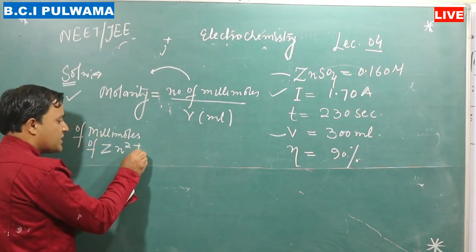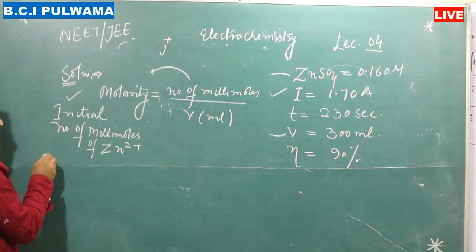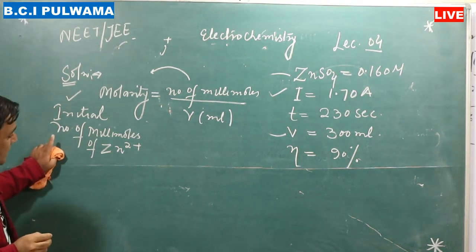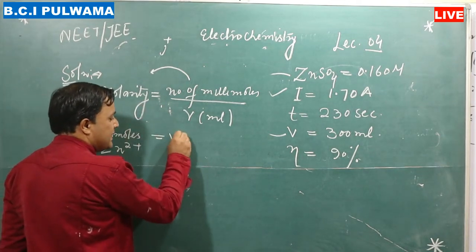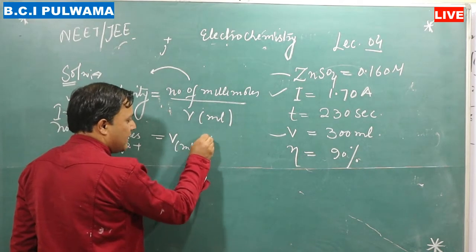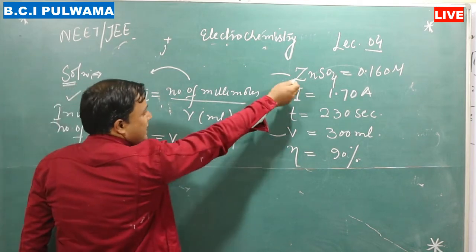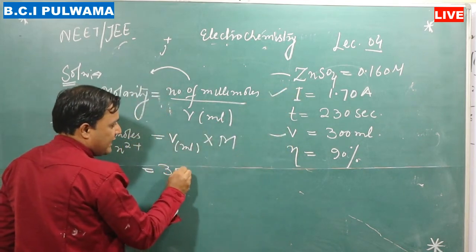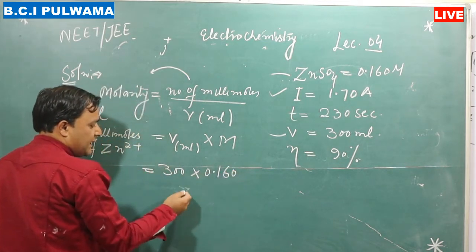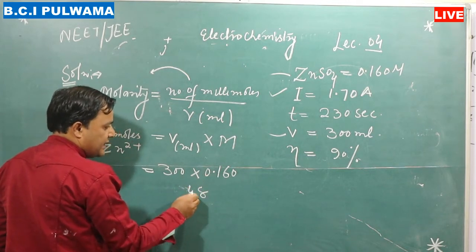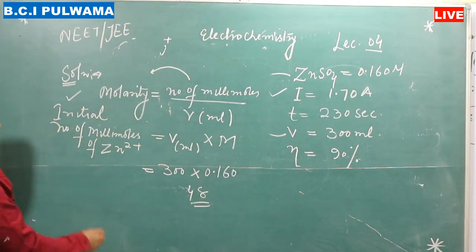We need the initial number of millimoles of Zn2+ ions before electrolysis. That will be equal to the volume of solution in ml multiplied by molarity. The volume of solution in ml is 300 and the molarity is 0.160. Multiplying: 3 6 18, then 48, and with three decimal places, this gives 48 millimoles.